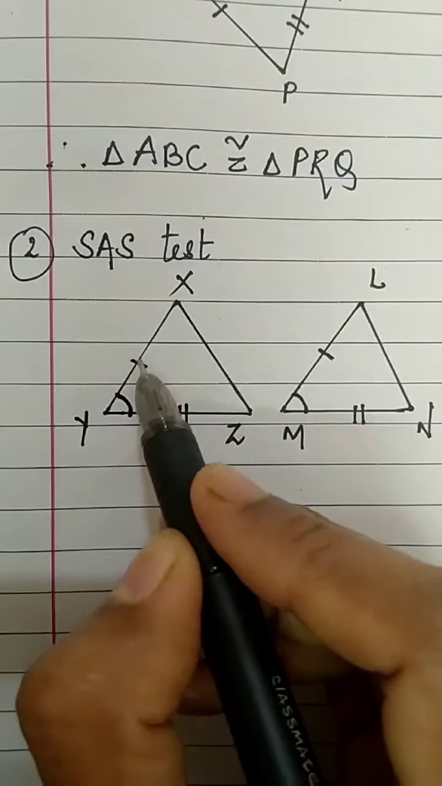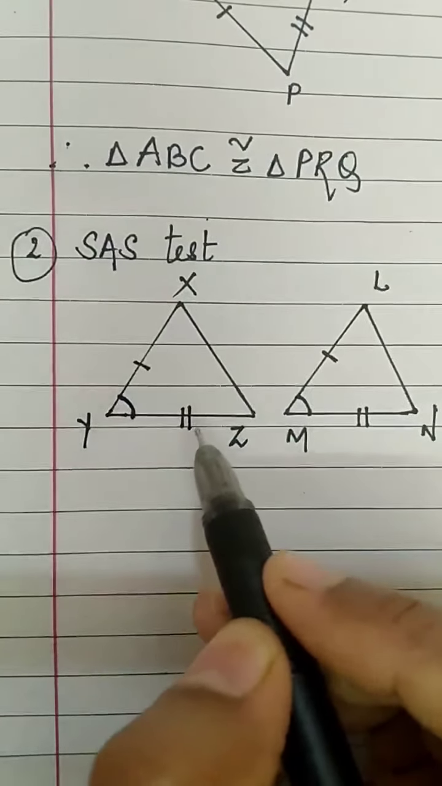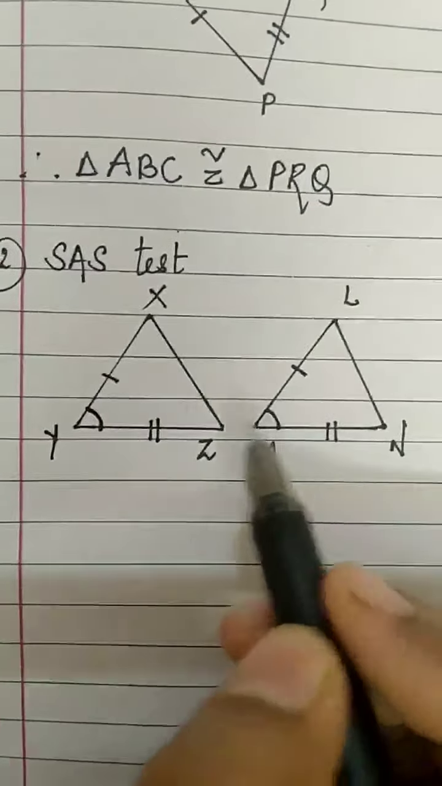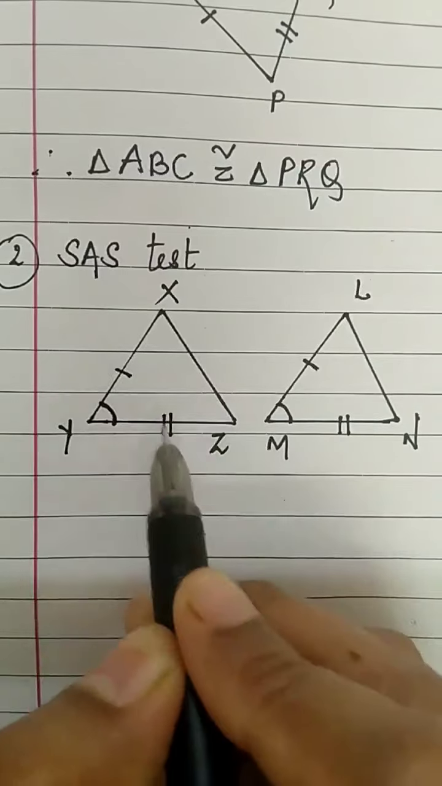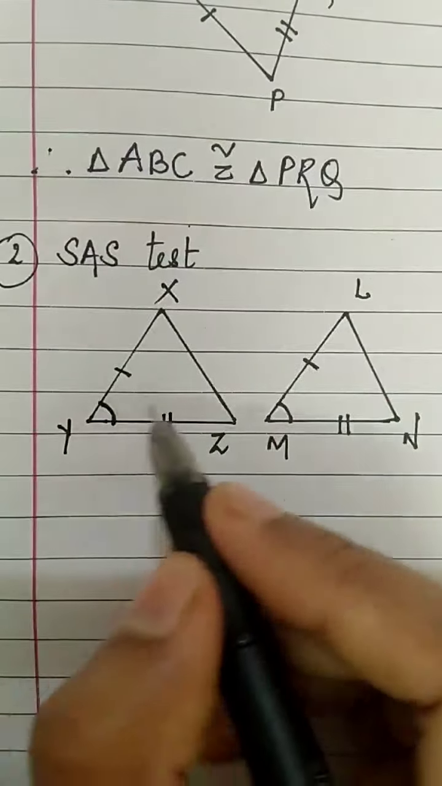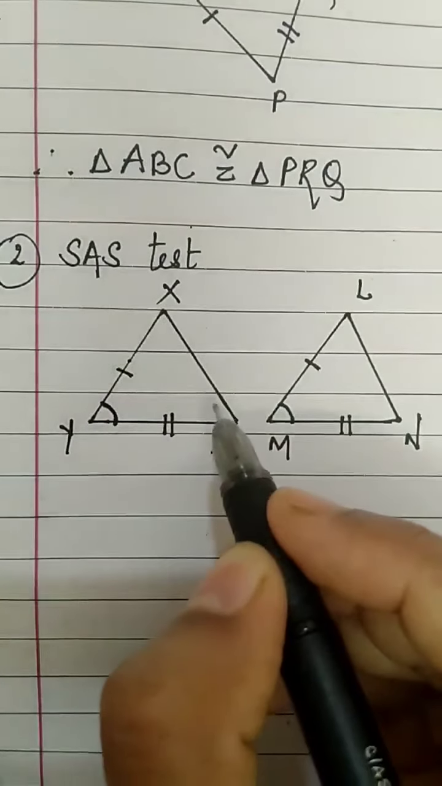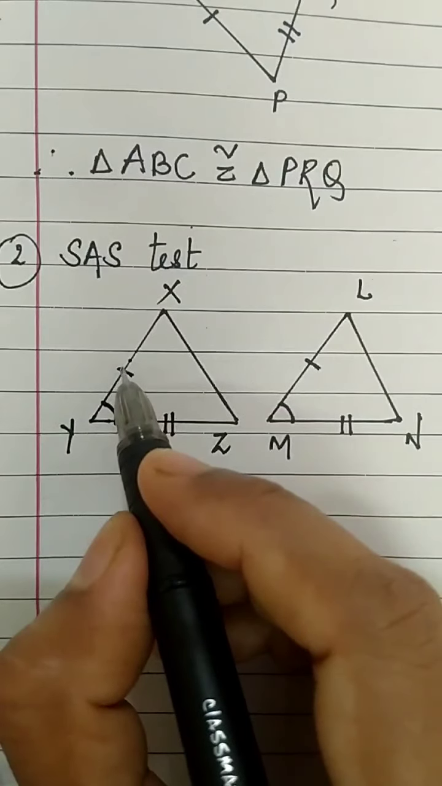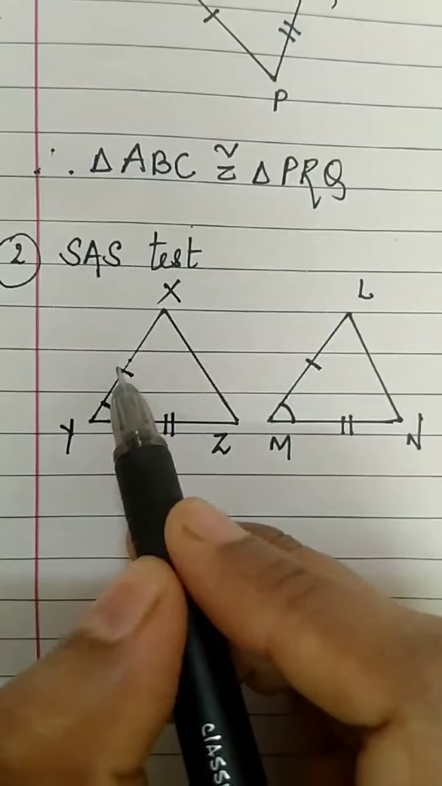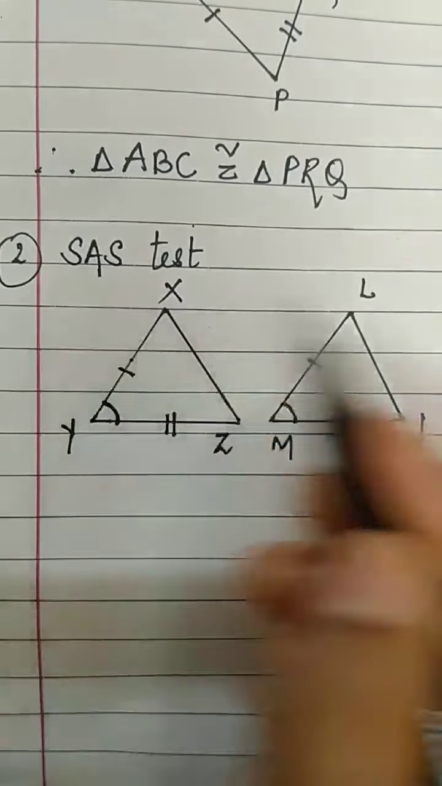So, S side, angle is included between two sides. And the third side, that is YZ, is congruent to MN. So, this angle should come between the two congruent sides. Then only both the triangles are congruent by SAS test. And it should be continuous. It's not that one side here, one angle there, and the third side, not like that. It should be continuous, like side, angle, side, one after the other. So, SAS test.